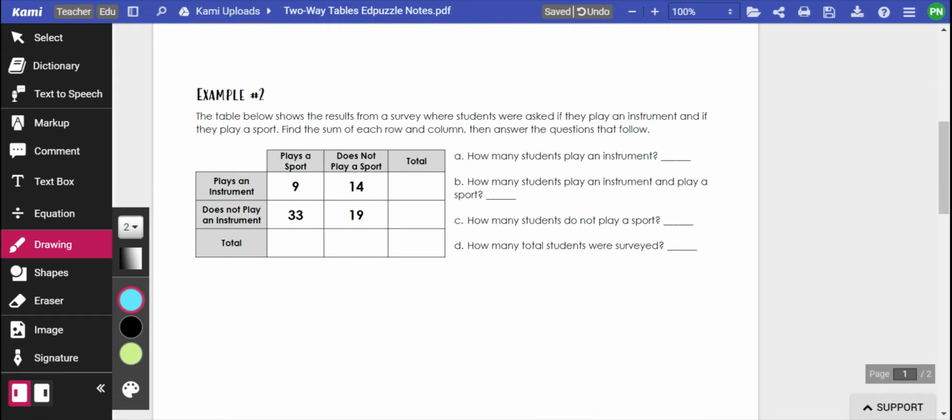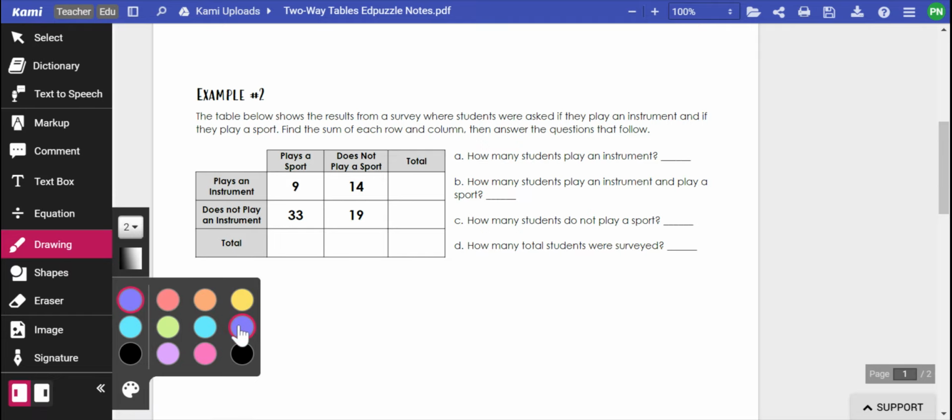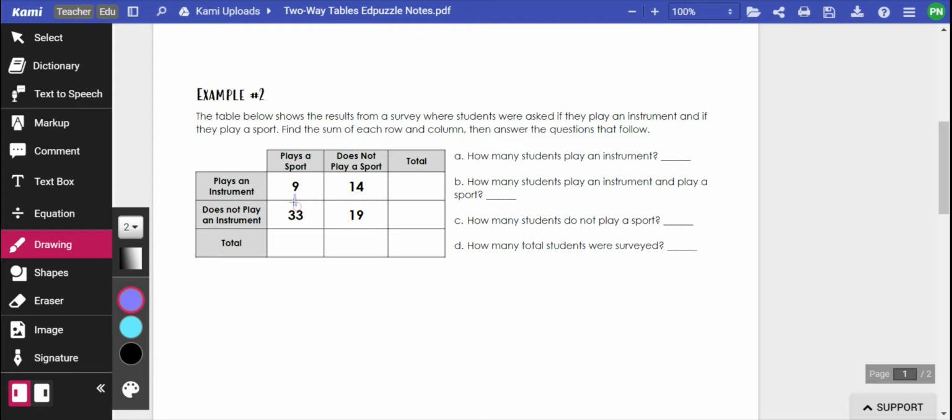So here we no longer have a Venn diagram, and we're just going to work with a two-way table. So it says, the table below shows the results from a survey where students were asked if they play an instrument and if they play a sport. Find the sum of each row and column, then answer the questions that follow. So we're going to simply add each of these numbers to get a total. And then we'll add these two to get this total and add these two to get this total. And that's as simple as that.